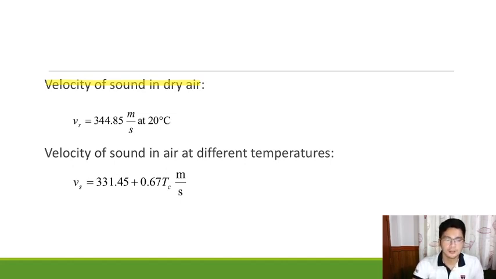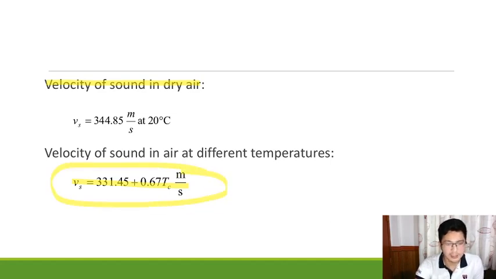So, ito yung formula natin. That is, the velocity of sound in air is equal to 331.45 plus 0.67 times the temperature in Celsius, in meters per second. So, ibig sabihin, class, per 1 degree Celsius na increase in temperature, mag-increase yung velocity mo ng 0.67 meters per second.